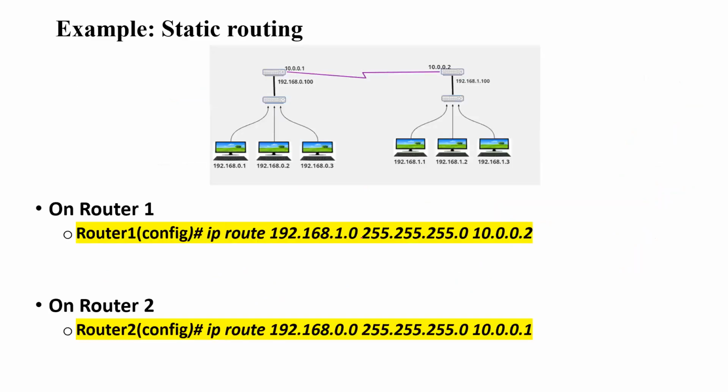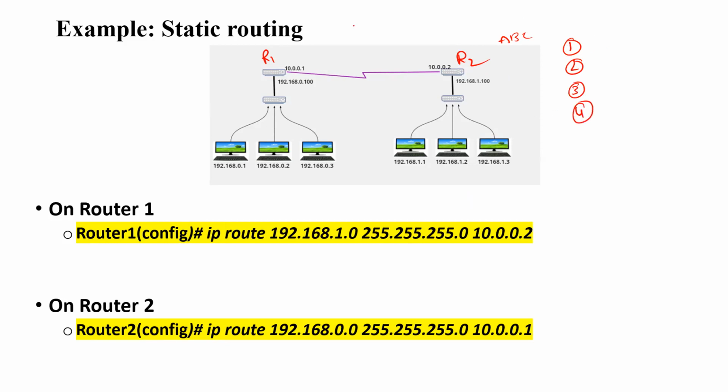Okay, so let's go with some examples. Here we have one network. Suppose, consider some ABC organization. Here we have router 1 and router 2. So what are the rules of assigning an IP address? Four rules are there, right? Yes. So let's see whether these are justified or not.